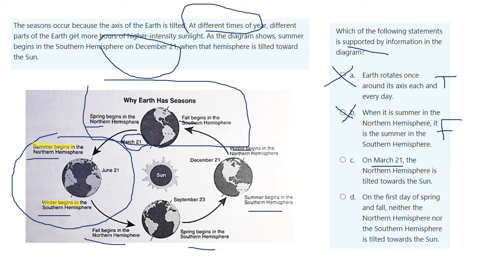On March 21, the Northern Hemisphere is tilted towards the Sun. No. In June, the Northern Hemisphere is tilted towards the Sun. In December, it is tilted away from the Sun. In March and September, it is neither tilted towards or away from the Sun. So that is also false.